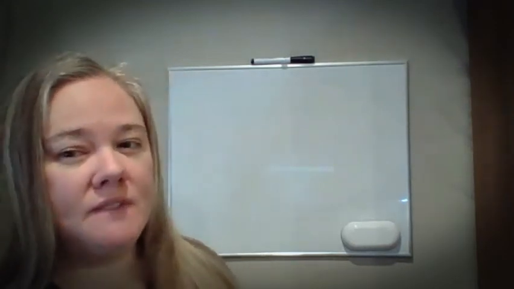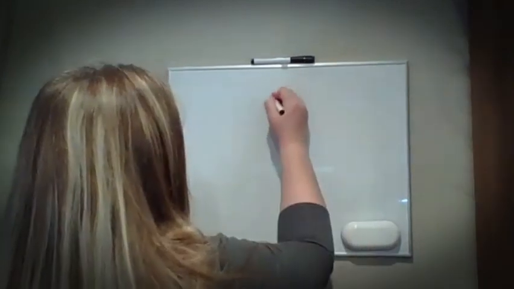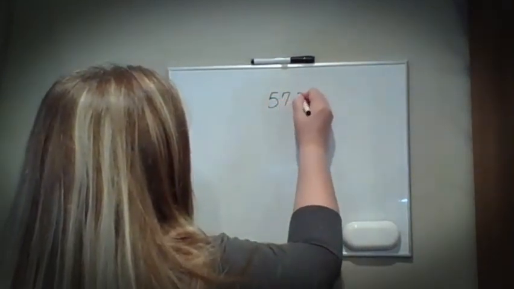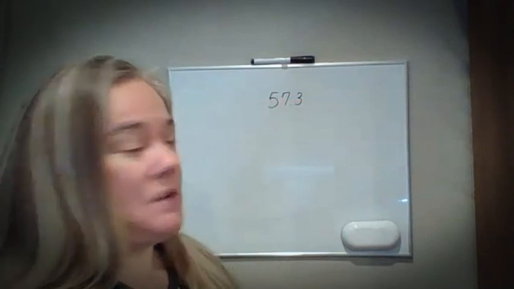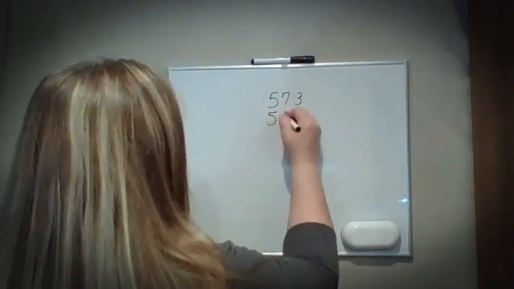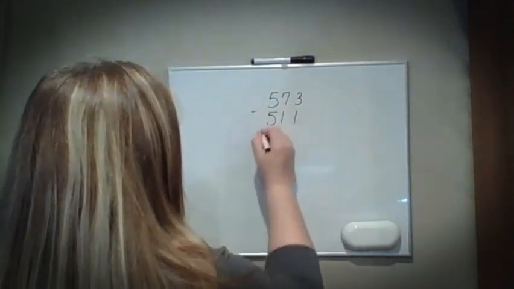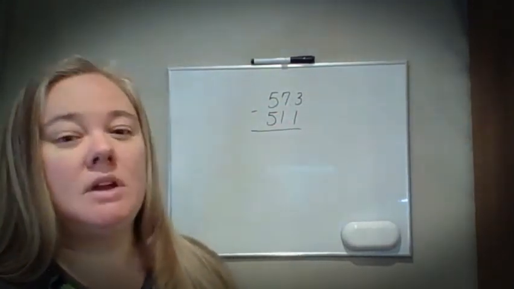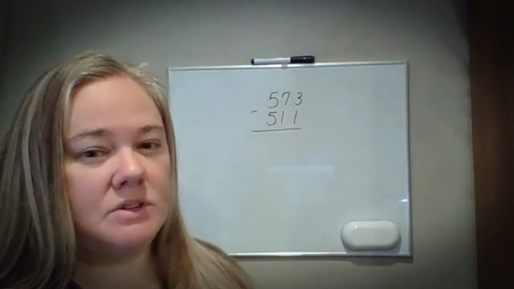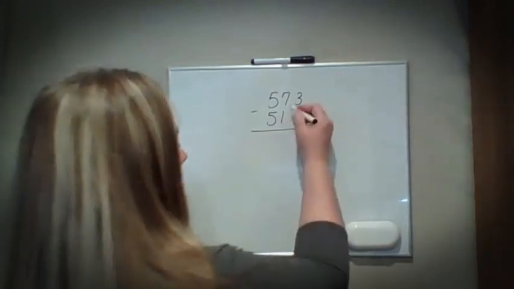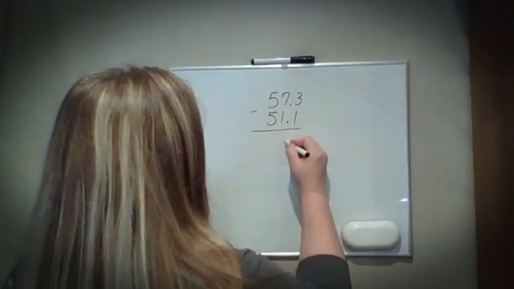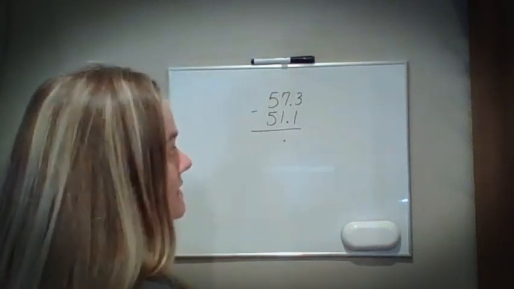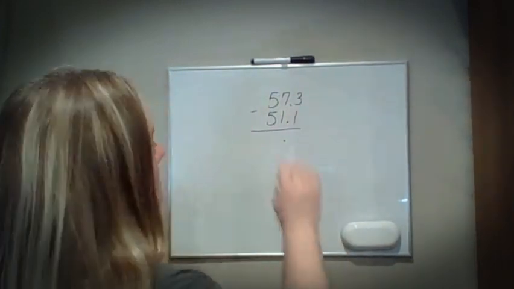So with decimals, I have 57.3. And I also have 51.1. And we know we're finding the difference between them, which is subtraction. Remember, for addition and subtraction, you need to line up your decimals and then line up your digits accordingly. So as soon as I do this, I know my decimal should come straight down because it's subtraction. And now I'm simply going to subtract.